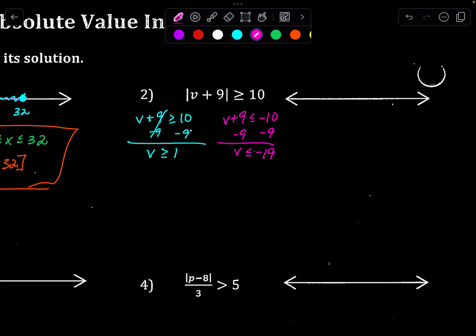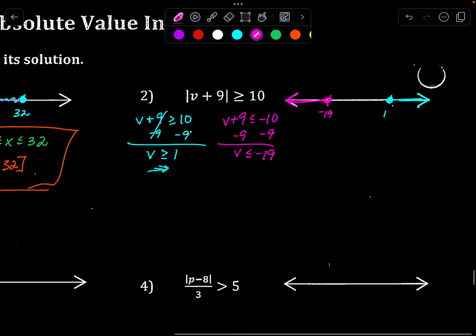Okay, so let's now graph it. Negative 19 is going to be on the left since it's smaller. 1 is going to be on the right. You guys can kind of see the value is pointing to the right, so we're going to shade right. The same thing for the pink. It's going to be a closed circle here, shading left.